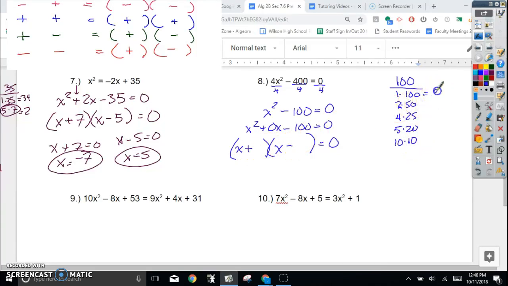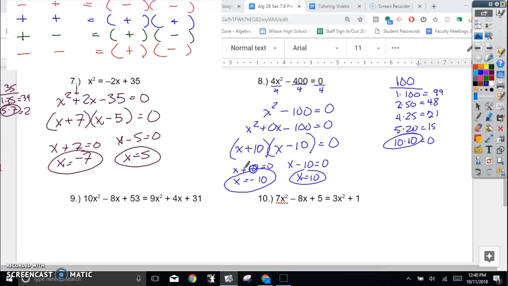Signs are different. So these two have a difference of 99, difference of 48, difference of 21, difference of 15, difference of 0. That's the one we want because their difference is 0. So x plus 10 equals 0, and x minus 10 equals 0. So x is positive 10, and x is negative 10. There you go. All right, I'm going to pause again and clean this up, get down to 9 and 10.